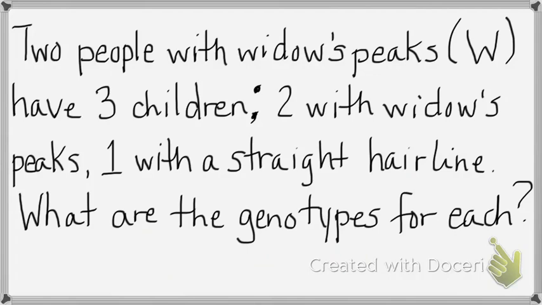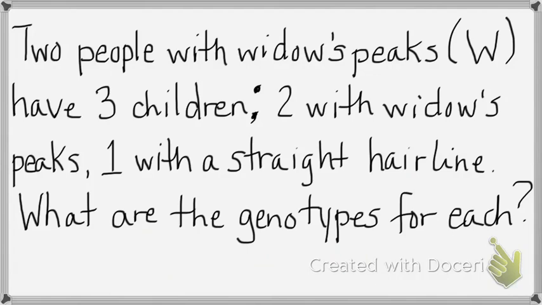Widow's peak is dominant, and I told you, but not in words. How did I tell you? Capital W. So if you learned the capital letter is dominant, the lowercase is recessive. Okay, we've got to work out the genotypes the best we can for all of these people.